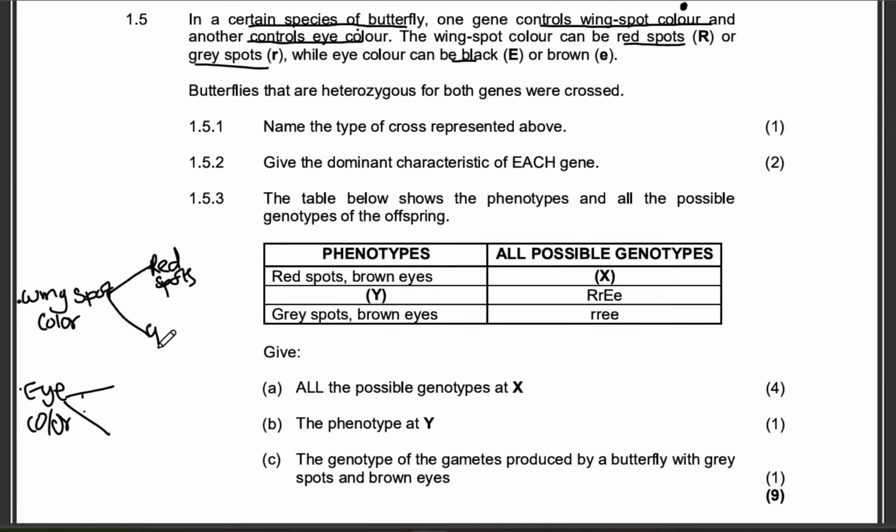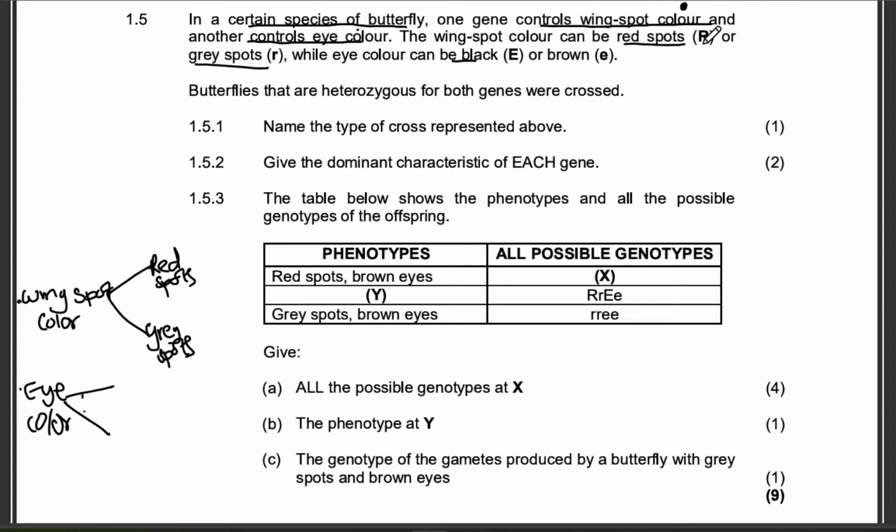and gray spots. Now, remember, in each gene or trait that you're given, there'll be two possible alleles, right? And these are the alleles that are given, the red spots and the gray spots in terms of the wing color. But from those alleles, one will be dominant and one will be recessive. And they've given it to us because they've not only given us the letter, but they've also given us the different sizes of the letter, right?